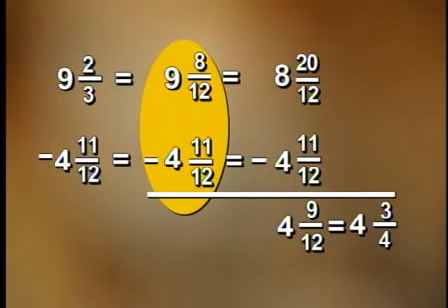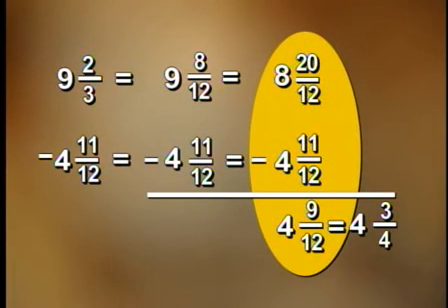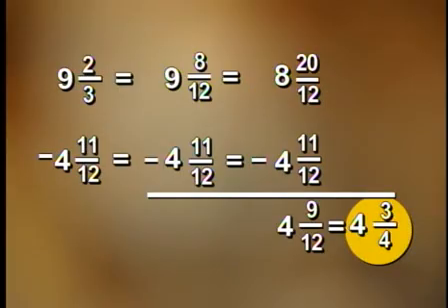We must borrow. We borrow from the ones place, and the 9 becomes an 8. We change that one whole into 12/12. The 8/12 we had before, plus the 12/12 we added, gives us 20/12. And now we can subtract. 20/12 minus 11/12 is 9/12. 8 minus 4 is 4. We're not finished yet, because 9/12 can be reduced. By dividing top and bottom by 3, we get 4 3/4. So that's our final answer.